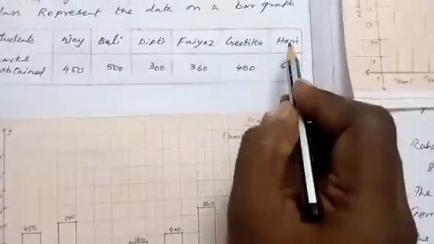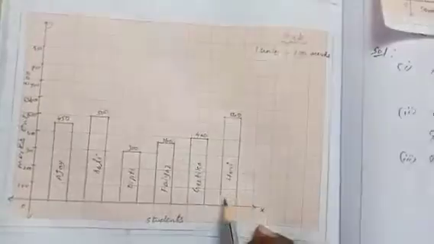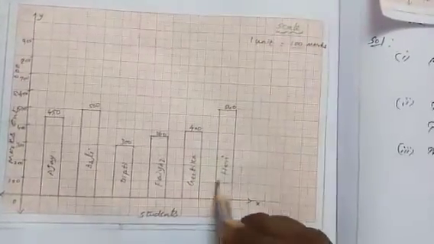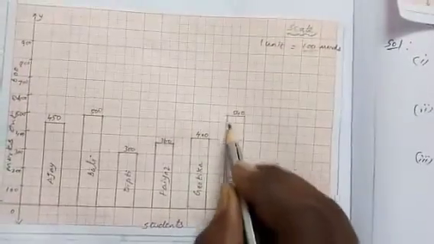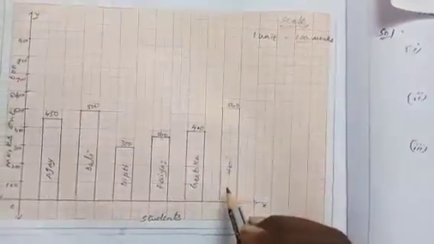The next one is Hari. Hari's marks is 540. So draw the bar. Hari's mark is 540: 0, 100, 200, 300, 400, 500. This is 540. So this is Hari's marks.